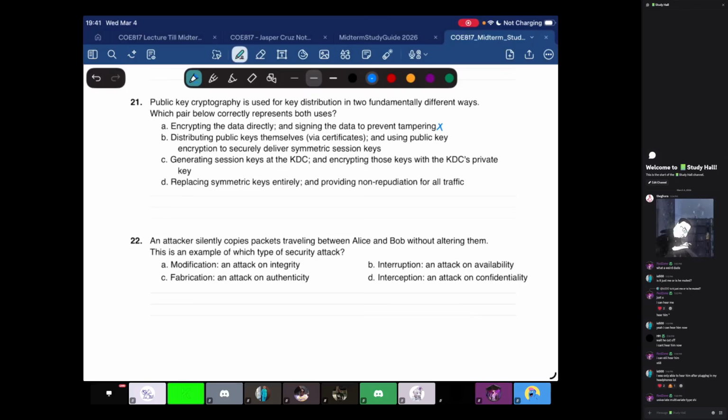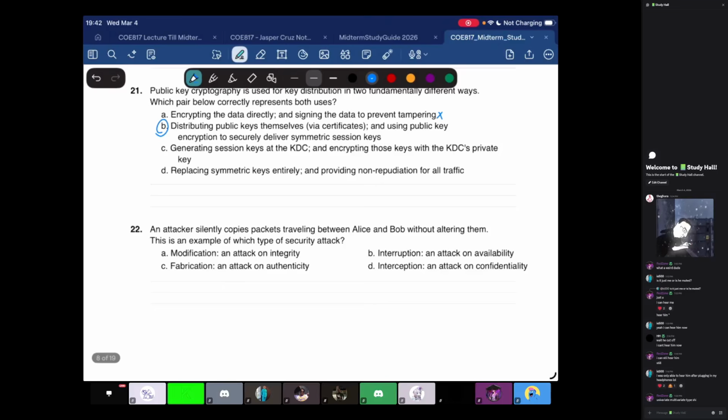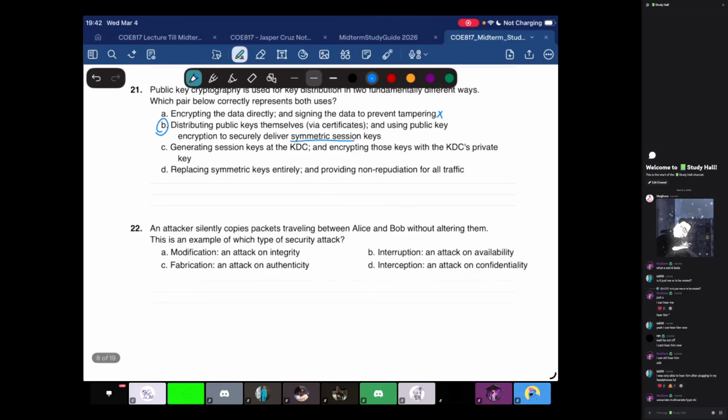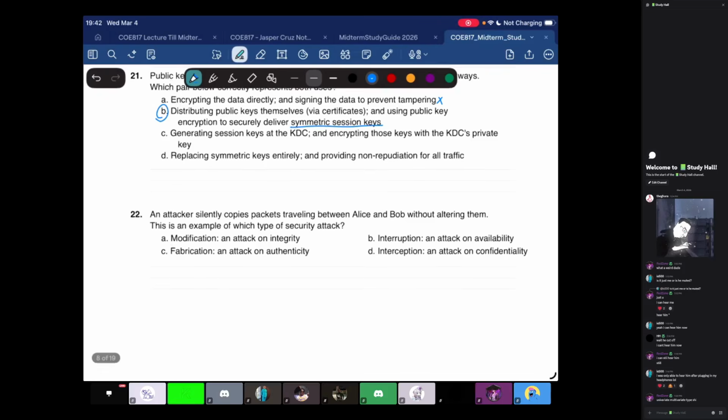So this is what public key cryptography is referring to in this question. The public keys are distributed using certificates, and they're used to get a hold of the symmetric session keys that they require to communicate for that session period.